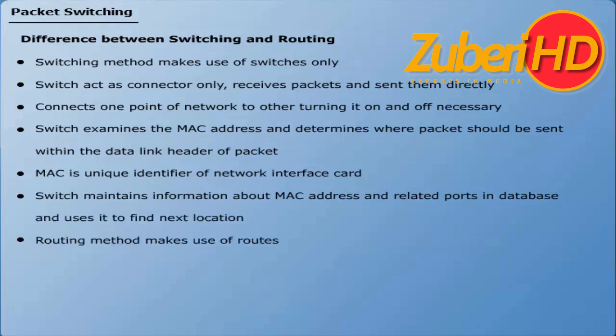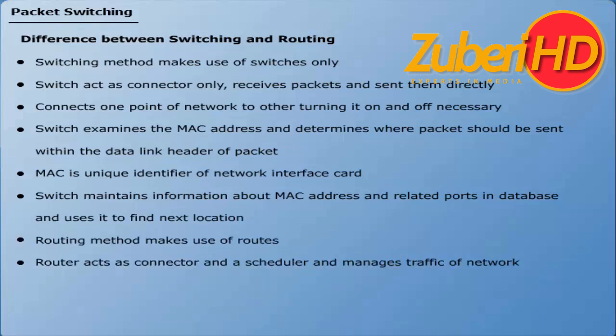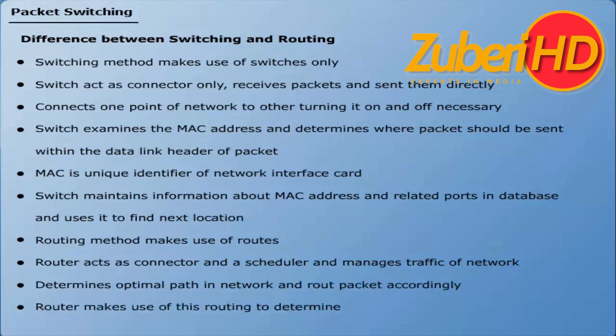The routing method makes use of routers. A router acts as a connector and a scheduler and manages traffic of the network. It determines the optimal path in a network and routes packets accordingly. The router makes use of this routing to determine the route to the destination host.